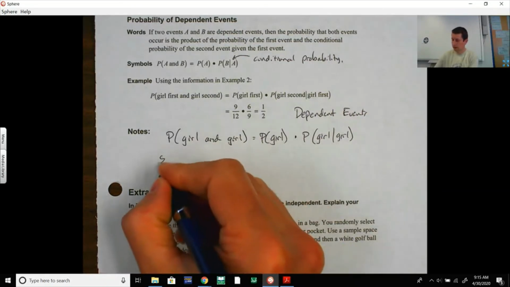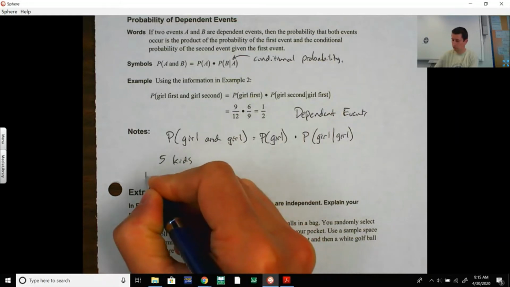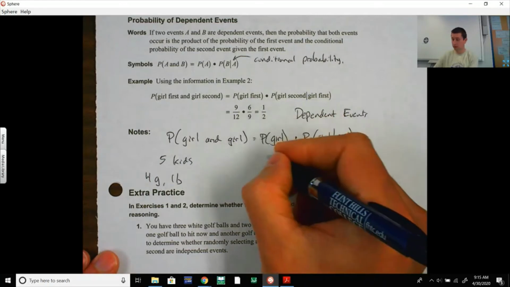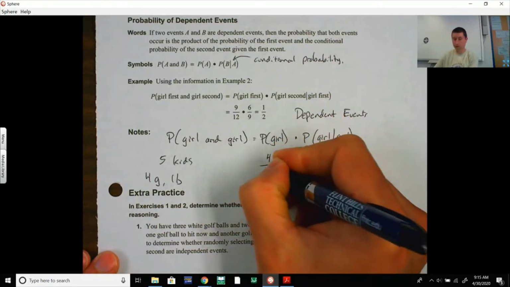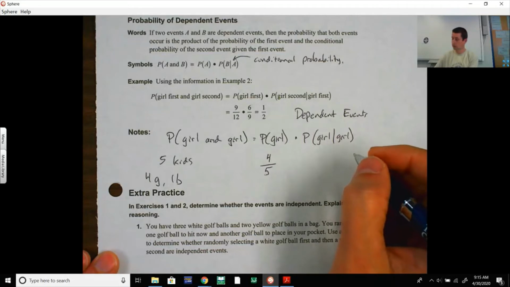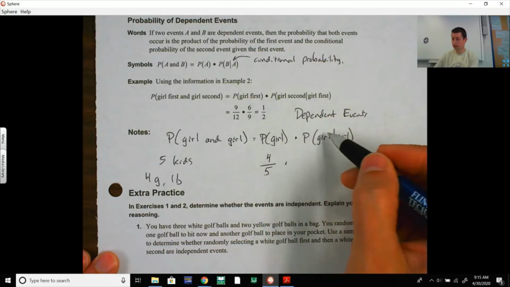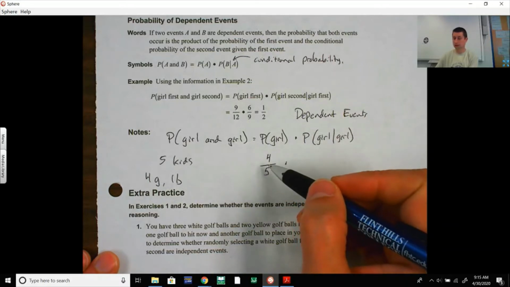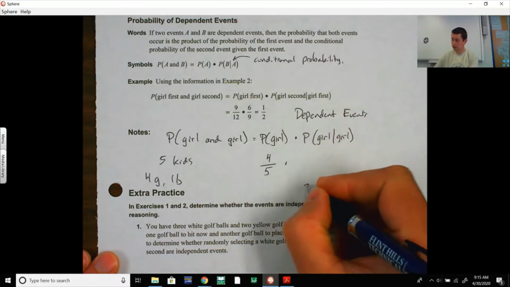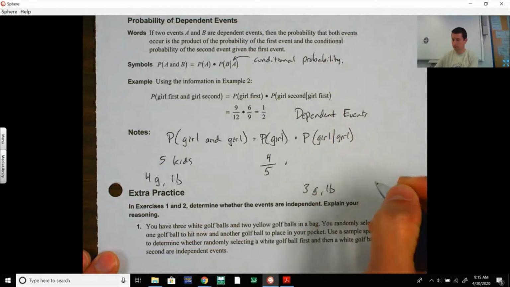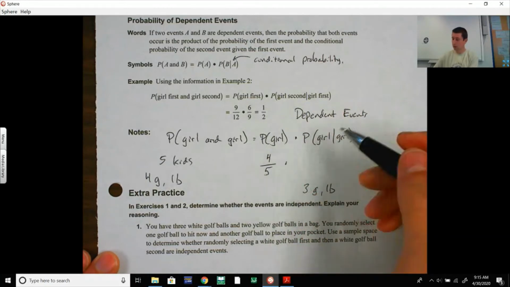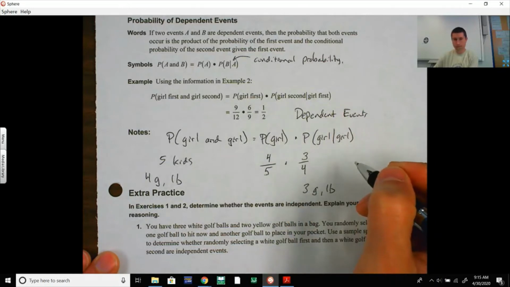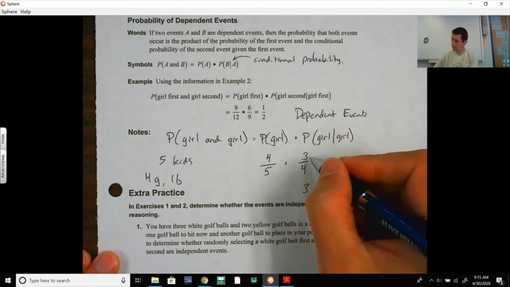So remember, we have 5 kids, we have 4 girls, 1 boy. So the probability of choosing a girl is pretty good. There's 4 girls, and there's 5, so it's 4 out of 5. Now what's the probability of a second girl? Now we're not replacing the first girl that we picked. So now for the second girl, I have 3 girls and I have 1 boy. So the probability of a second girl would be 3 out of 4.